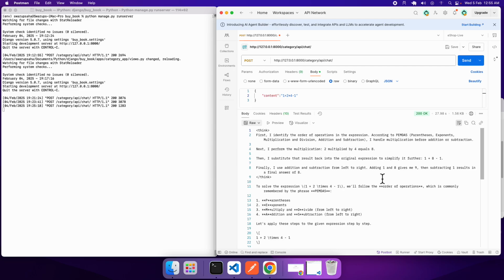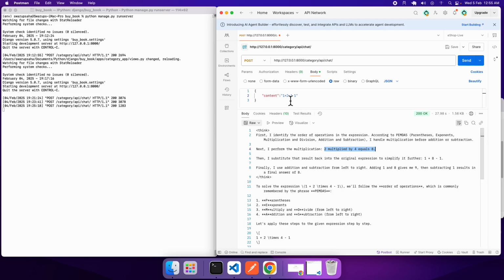And here it comes. So first I identify that the order of operations in the expression is parentheses, exponent, multiplication, division, addition, subtraction. I handle the multiplication before addition and subtraction. Exactly, 2 into 4 would be 8. So that's the reason it's saying 2 multiplied by 4 would be 8.